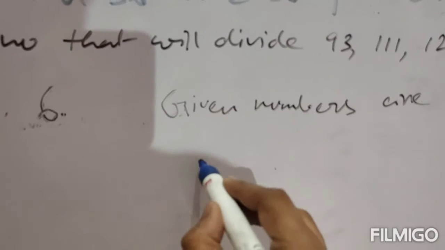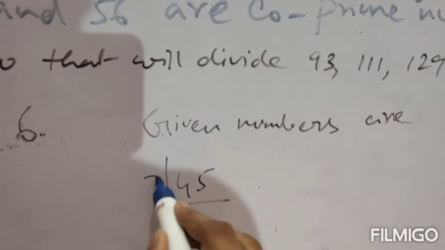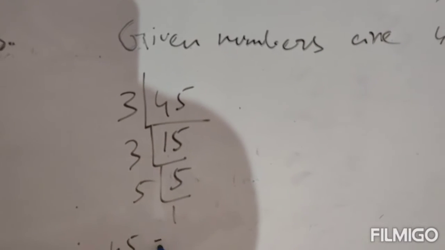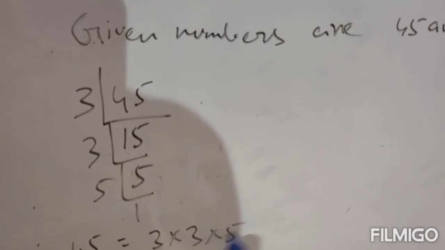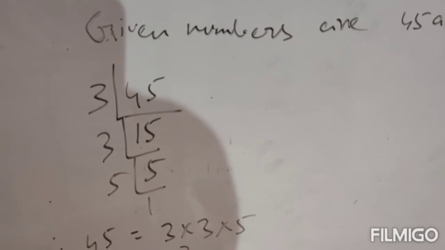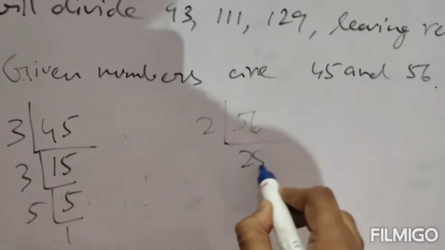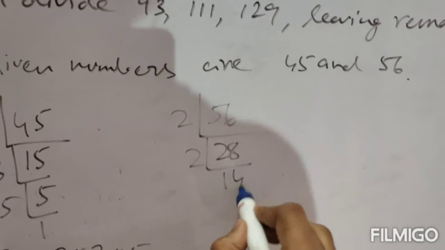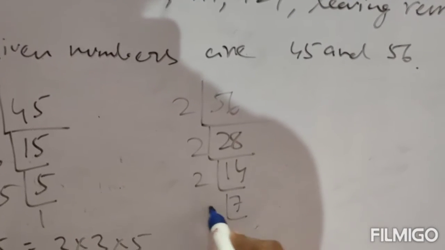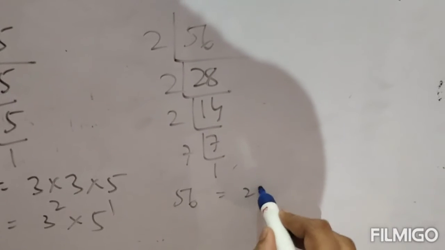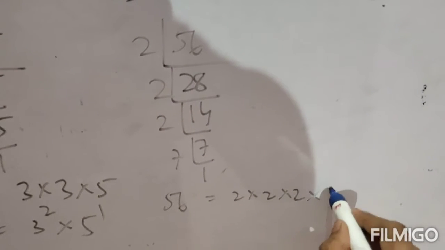So 45, first factor is 45, using 3, 5, 3, 5, 5, 1. So therefore 45 equals 3 into 3 into 5. Therefore 3 to the power 2 into 5 to the power 1. Clear? Next 56, 2, 28, 14, 2, 7, 1. Therefore 56 equals 2 into 2 into 2 into 7.